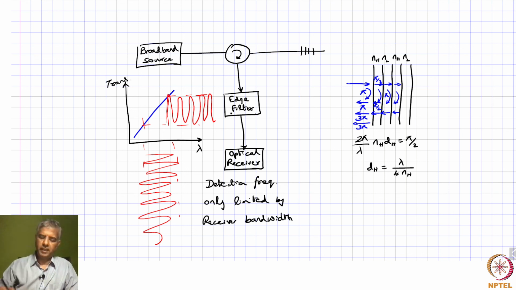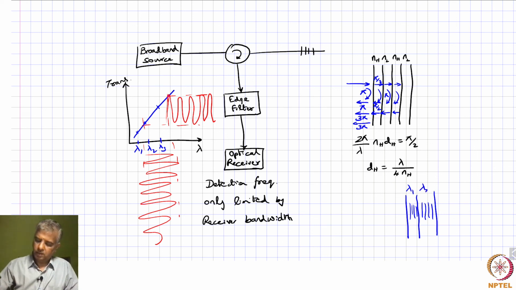to make an edge filter like this, you basically say, okay, at lambda 1 you have a certain transmission, at lambda 2 you have a certain transmission, lambda 3 you have a certain transmission, and so on. You can define all these things. So essentially you make this one structure for lambda 1, and then you have another structure for lambda 2, and then you have another structure for lambda 3, and so on, right?